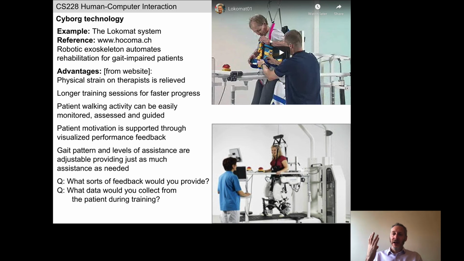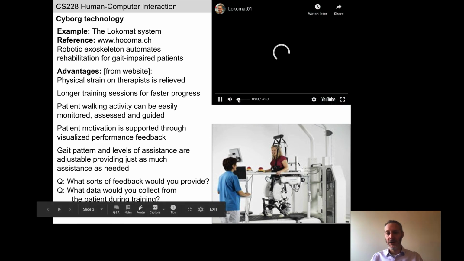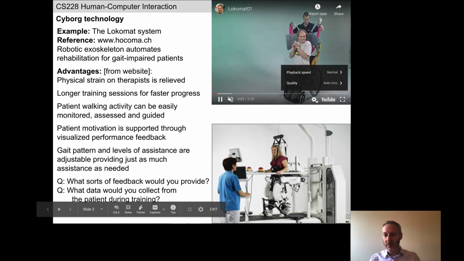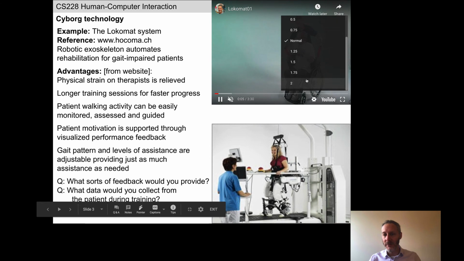But if the brain needs to be reminded about walking and it can't produce walking, how does the brain get the relevant sensory stimulation of familiar walking? There's a chicken and the egg problem. So the Locomot system, and I'll just start the video here and talk over it. The Locomot system, as you can see, and maybe I'll speed this up, it's a little bit longer video.